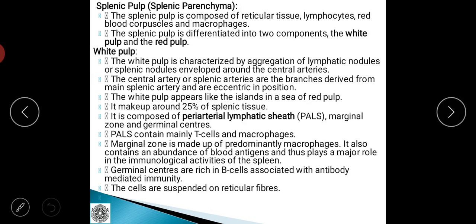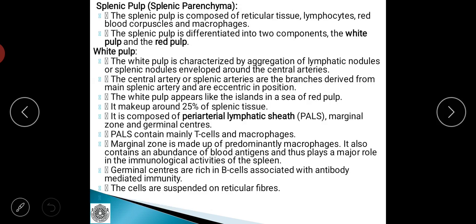Splenic pulp, that is, splenic parenchyma. The splenic pulp is composed of reticular tissue, lymphocytes, red blood corpuscles and macrophages. The splenic pulp is differentiated into two components, the white pulp and the red pulp. Coming to white pulp, the white pulp is characterized by aggregation of lymphatic nodules or splenic nodules enveloped around the central arteries. The central arteries are branches derived from the main splenic artery and are eccentric in position. The white pulp appears like islands in a sea of red pulp because the percentage of white pulp is very small.